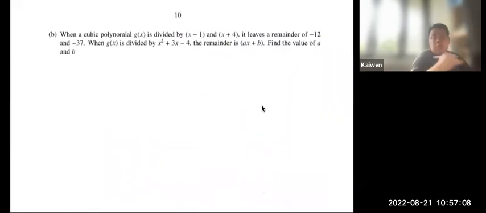Okay, question 4. For question 4, the one that I want to look at is actually part B, because part B is not very easy. So I'm just going to give you the intuition behind the question. I'm not going to go through part A because A is very easy. Let's look at B. When a cubic polynomial g(x) is divided by x minus 1 and x plus 4, it leaves a remainder of negative 12 and negative 37. When g(x) is divided by x squared plus 3x minus 4, the remainder is ax plus b. Find the values of a and b.